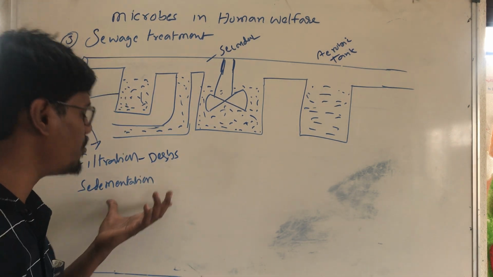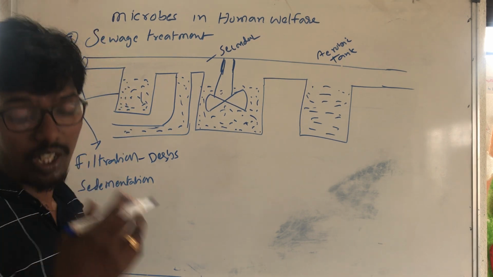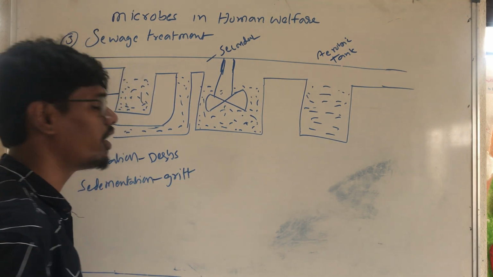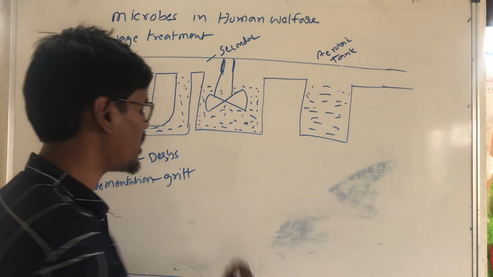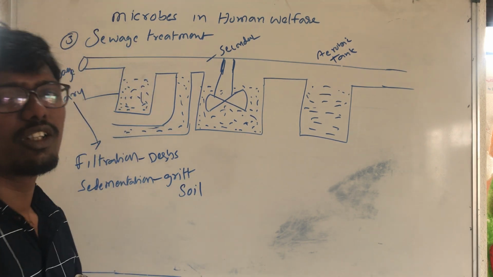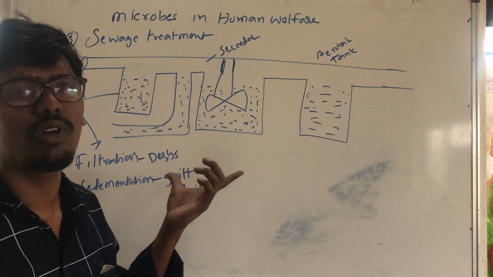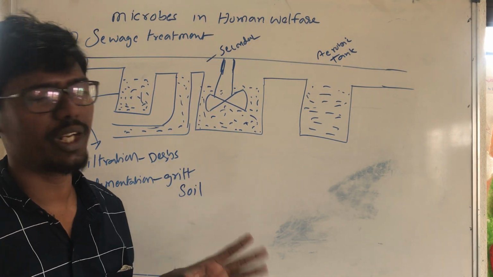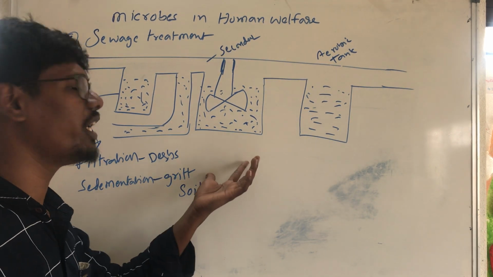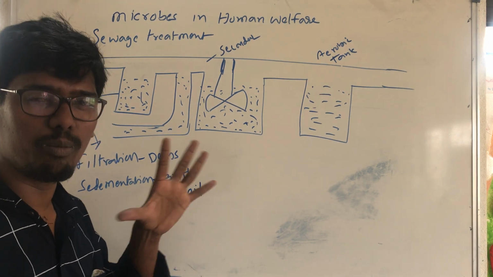And the second thing is the sedimentation process, which removes grit. Grit means soil particles. So the filtration process removes floating materials and debris, and the sedimentation process removes grit and soil.